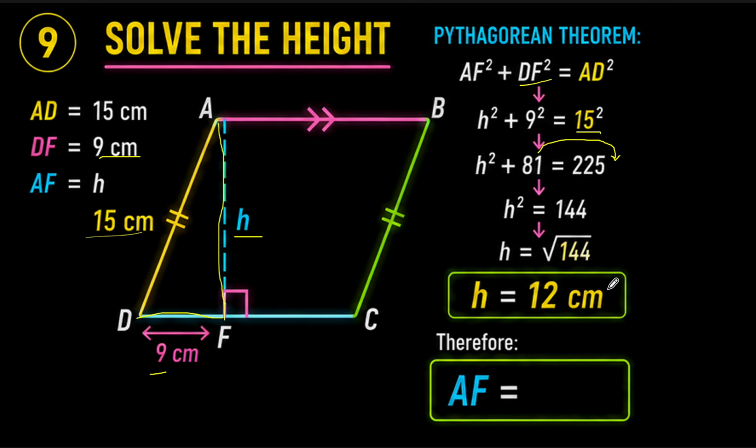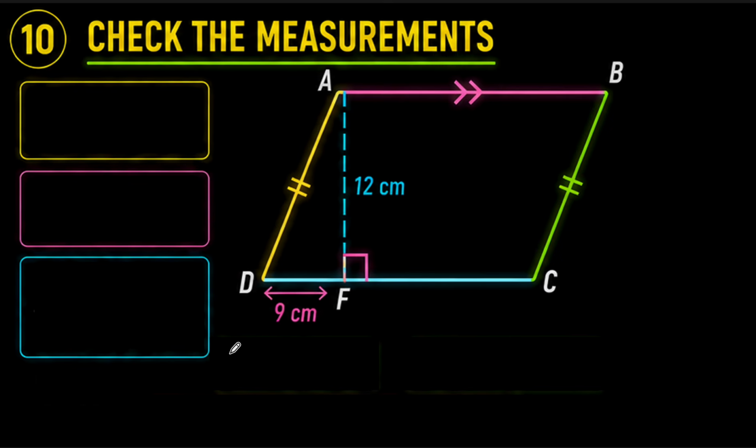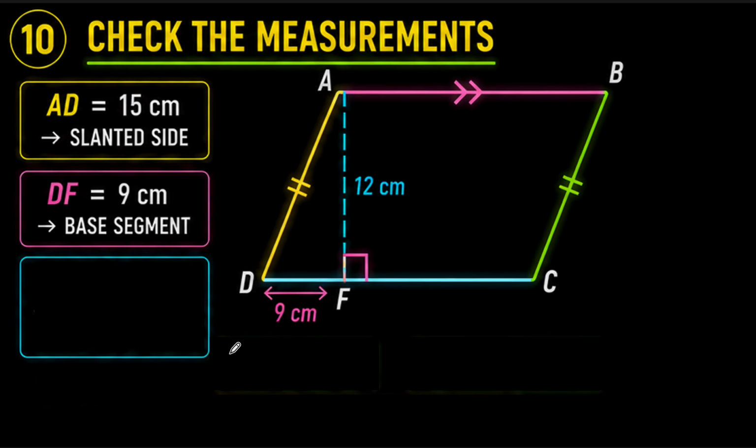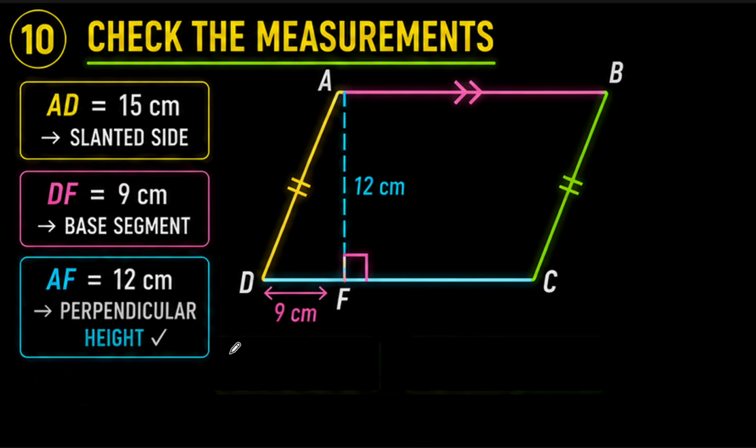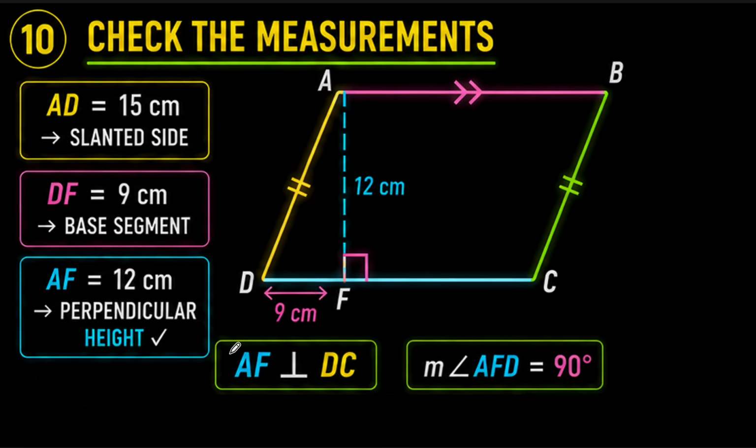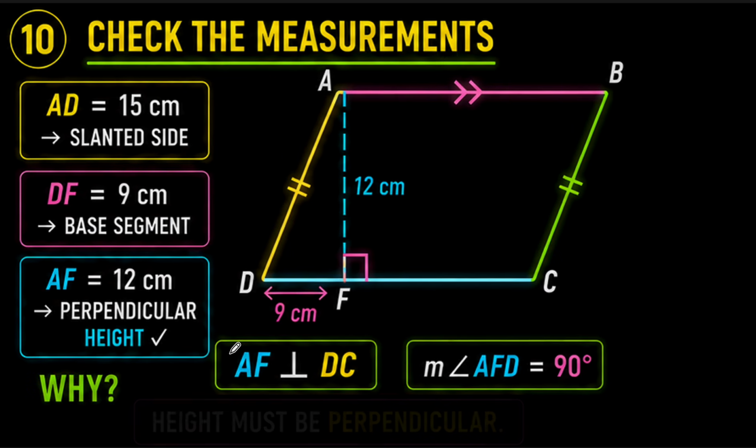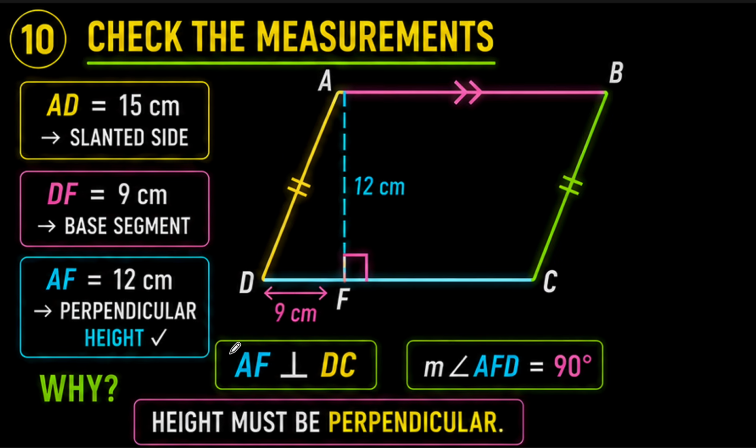Therefore, ang AF natin, itong AF na nawawala, is equal to 12 centimeter. So that would be the missing perpendicular height. So we want to check the measurement. We have AD equals 15, slanted height yon. DF is 9, yan yung base segment, and AF is 12, that would be the perpendicular height. So therefore, AF is perpendicular to DC. Measurement of angle AFD is equal to 90. Bakit? Kasi height must be perpendicular.